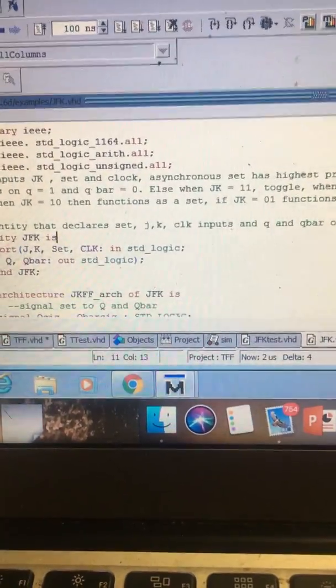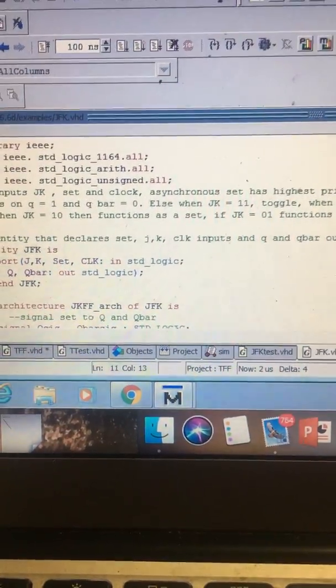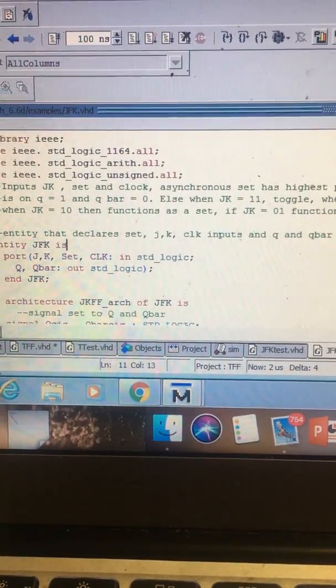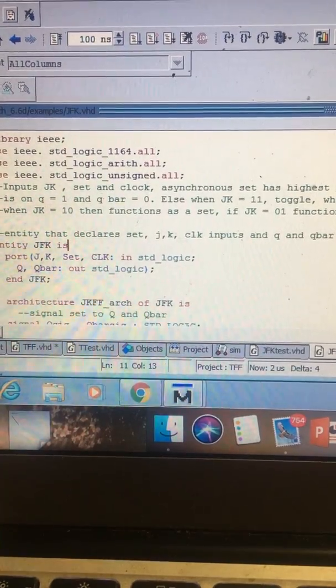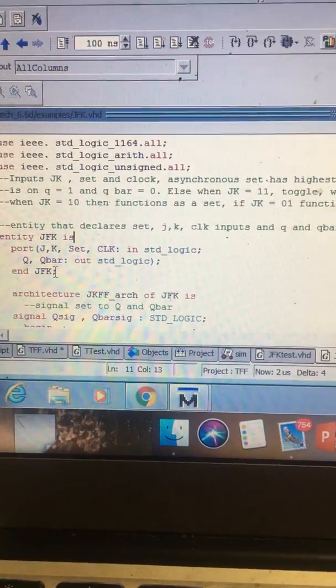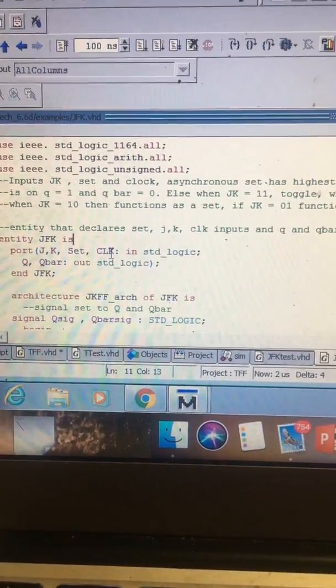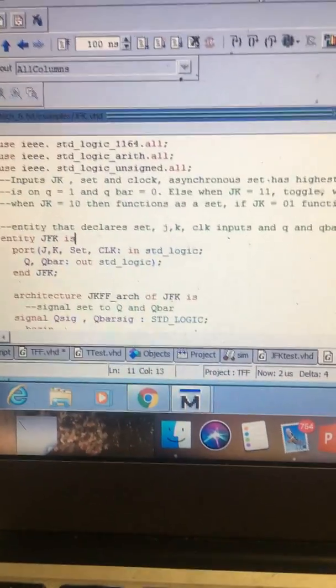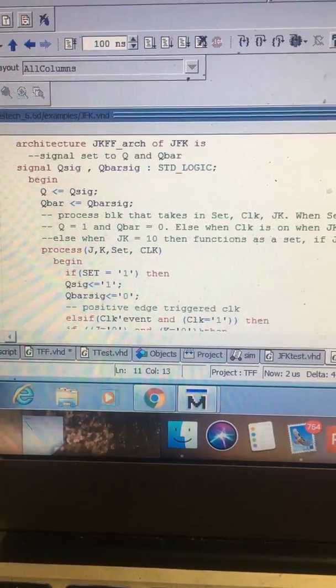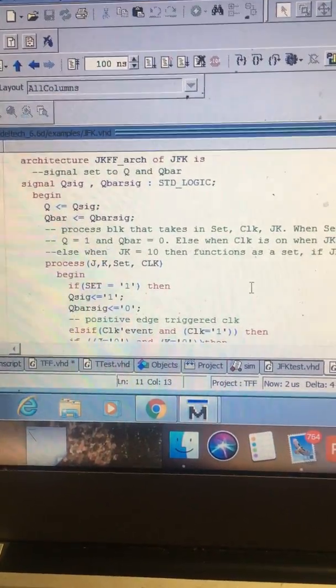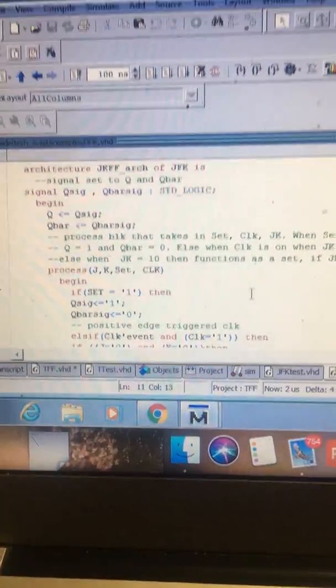In this simulation, I will be modeling a JK flip-flop with an asynchronous set. So our inputs here are going to be J, K, set, and clock, and our outputs are going to be Q and Qbar. The purpose of our JK flip-flop is with the asynchronous set.